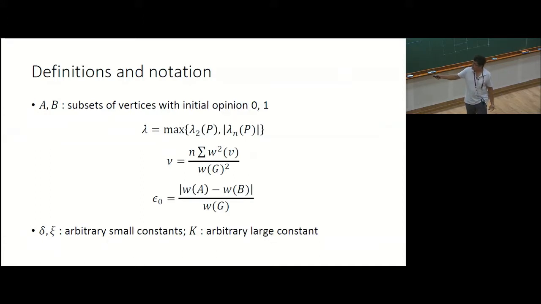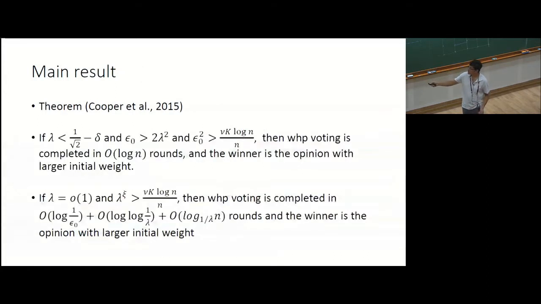So what matters is the spectral gap, the variability of the degree distribution, and there's this quantity epsilon naught which tells you how far apart your initial condition is. So A is your zeros and B is your set of ones. The total weight of the zeros and the ones should be somewhat separated. And then there are some other arbitrary constants. Delta and psi are small and K is big. And the main result is the following.